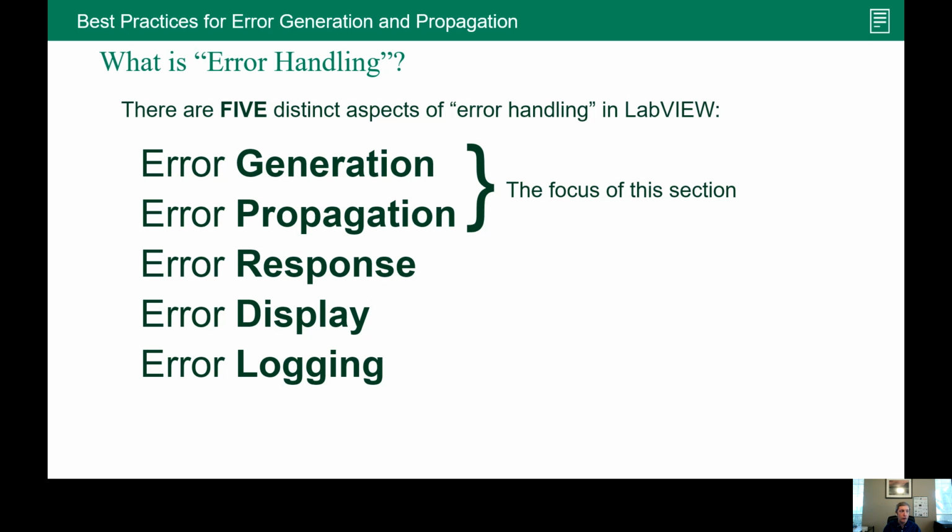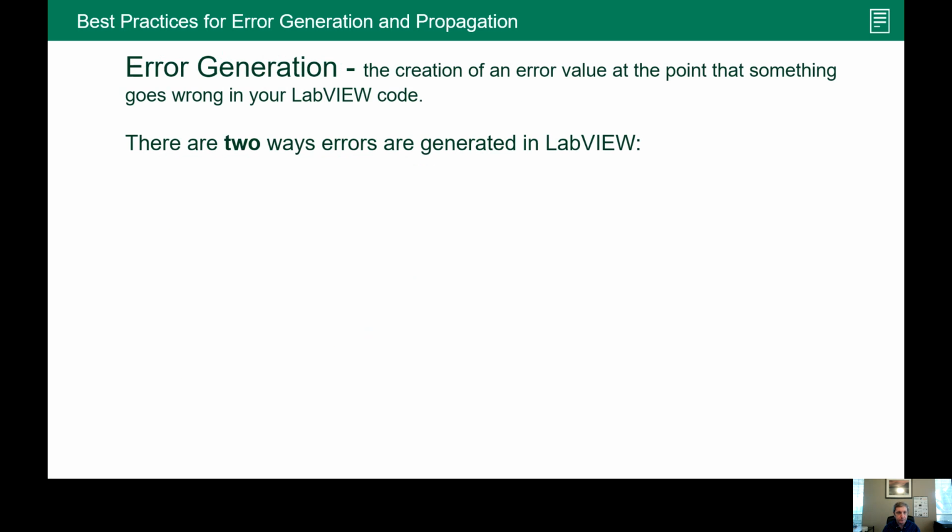Error display, which is, how do you let the end user of the application know that something went wrong? And then error logging, which is the behind the scenes, we are going to keep track of all the things that went wrong by logging. When someone says error handling, they could be referring to any one or more of these 5 things shown on the slide here. So I prefer we use the specific terms described in this slide when talking about working with errors. And in this section of the presentation, I'm mainly going to be talking about error generation and error propagation as they relate to troubleshooting LabVIEW applications.